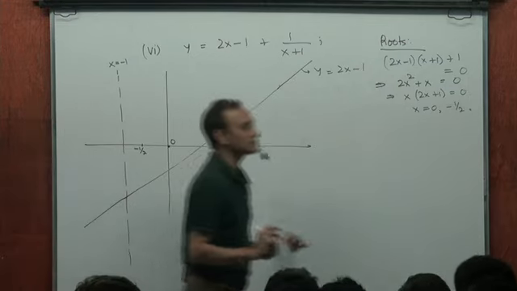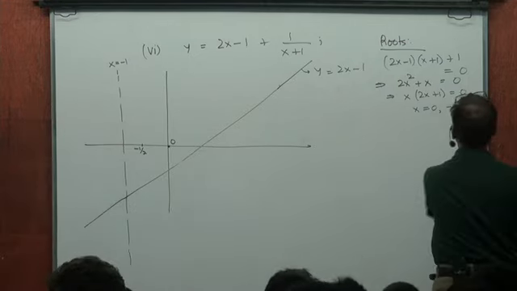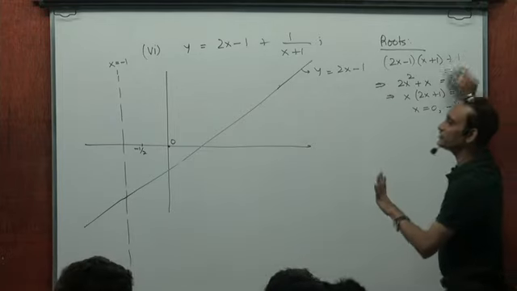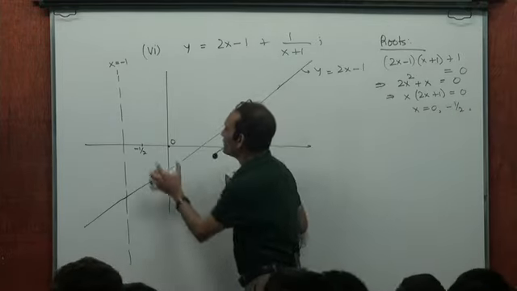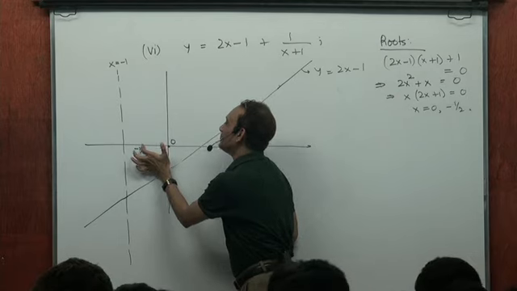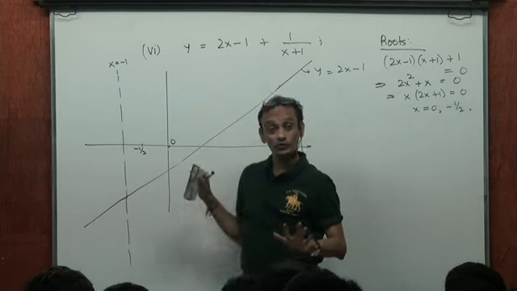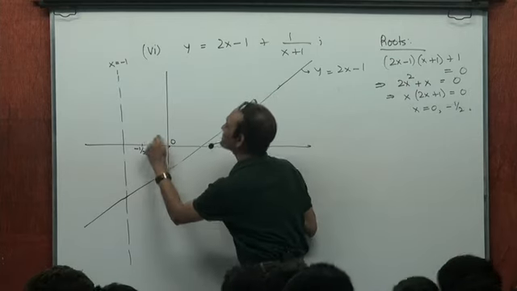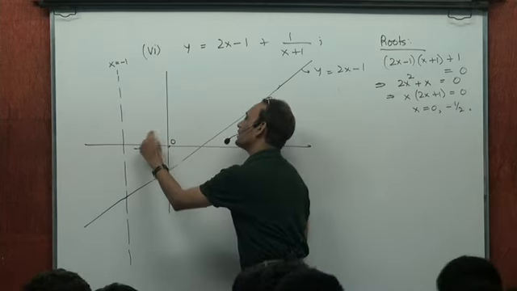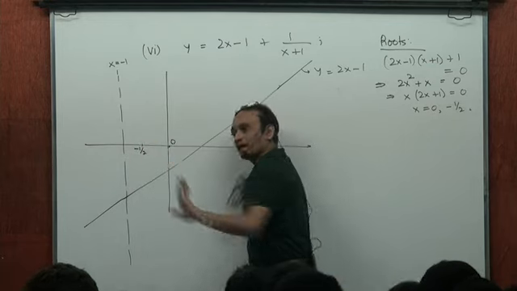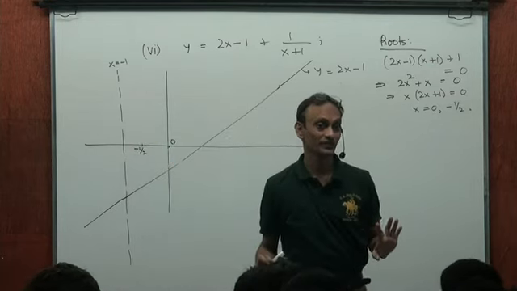Few things very readily. 0 and minus half are the roots. So between 0 and minus half, I would expect either a loop like this or a loop like this. Yes or no? Which means between 0 and minus half, I would expect at least a local maximum or at least a local minimum. Isn't it?